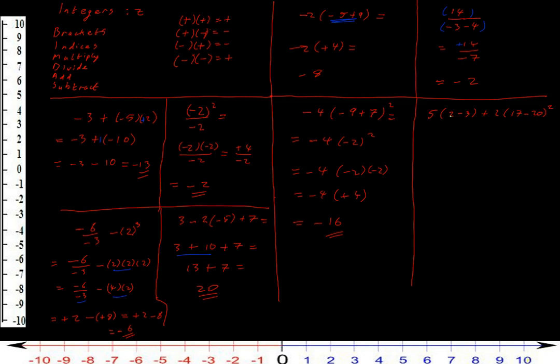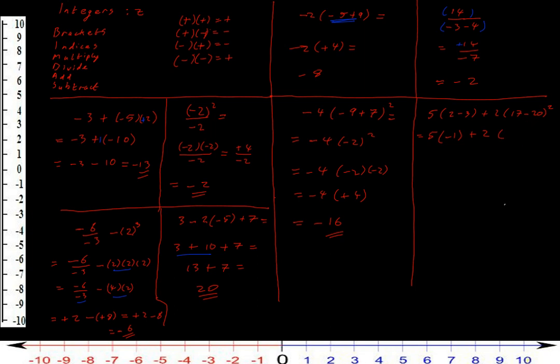And finally, I'm just bringing together a few different pieces that I've done before, as we often do in maths, and we're going to have a look, and we're going to do the bit in brackets first. So I have 5, and I have 2 minus 3, 2 minus 3, 1, 2, 3 ends up down at minus 1, plus 2, 17 minus 20.